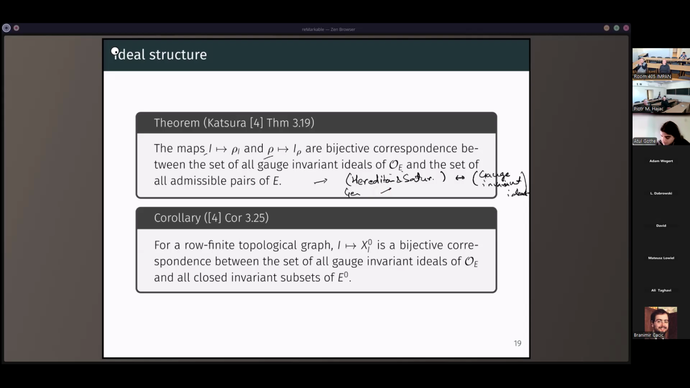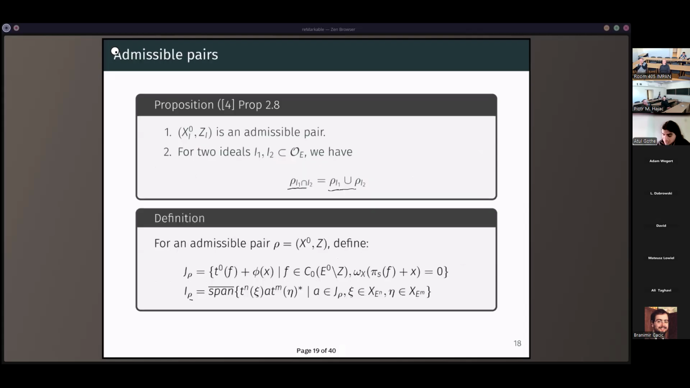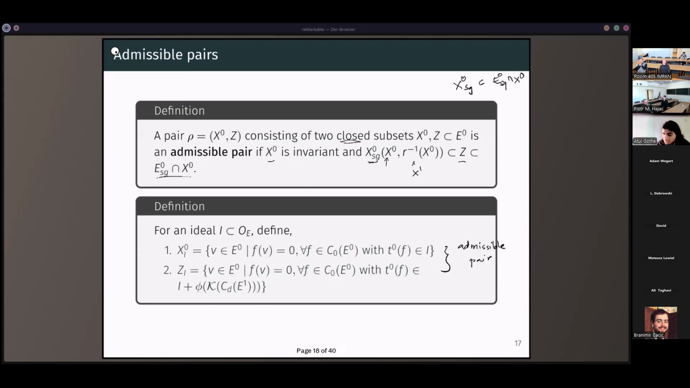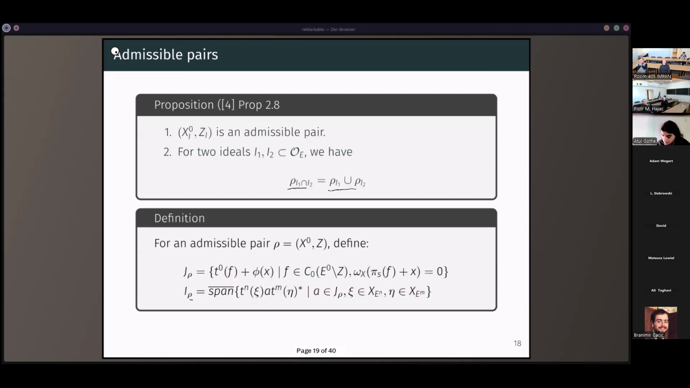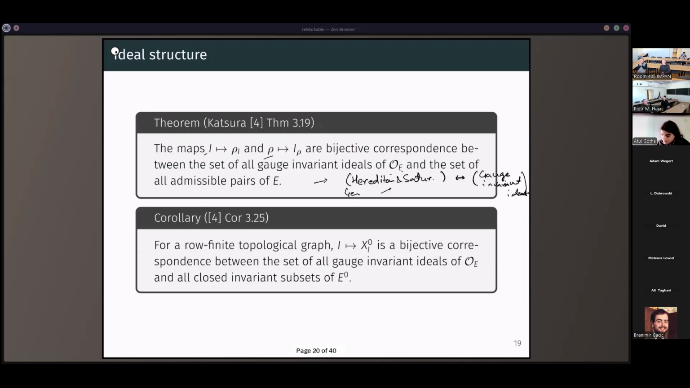And for certain topological graphs which are called row finite, we don't even need this subset Z. We only care about X0. That is, X0 singular becomes exactly equal to E0 singular intersected with X0. But for arbitrary admissible pairs, yeah.